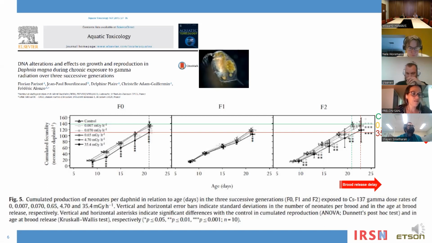Continuous external gamma exposure was applied at different dose rates during 3 generations, F0, F1, F2. Brood size decreased only at the higher dose rate in the first generation. It started decreasing at 70 microgray per hour at the third generation, with an amplification of the effect and an additional brood release delay for the high dose rate. So in that case, multi-generational exposure shows us an increase of damage and of their severity.